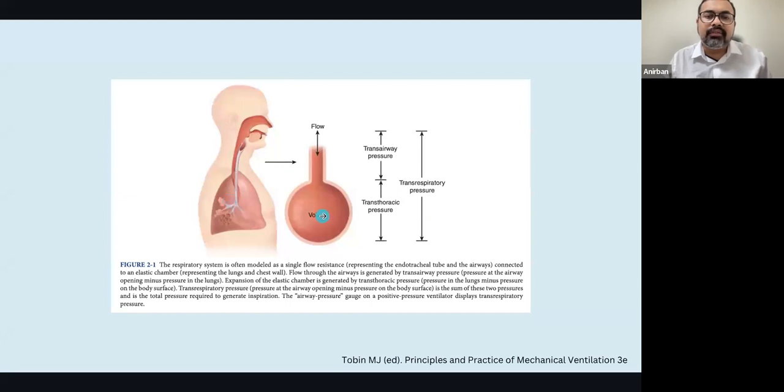Transthoracic pressure is the pressure differential between the inside and the outside of the lungs. So the lungs will only expand if the inside of the lung has a pressure more than the outside of the lungs. So that is when it will expand. In order to generate a flow, you need a positive trans-airway pressure. In order to expand the lung, you need a positive transthoracic pressure. Together, it is called trans-respiratory pressure.